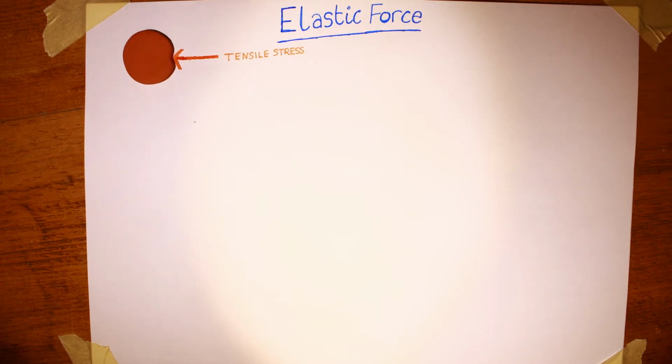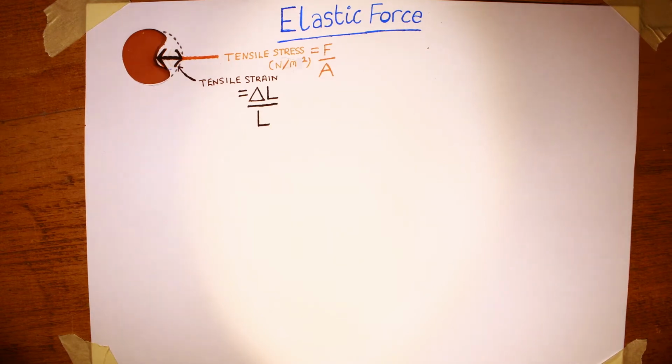Elastic forces. Tensile stress is when a force is applied to an area to cause deformation. It is measured in newtons per square meter, or pascals, and is calculated by force acting divided by area. Strain is how much the material has stretched, which is calculated by change in length divided by original length. Strain has no units, as it's a ratio between extension and original length.